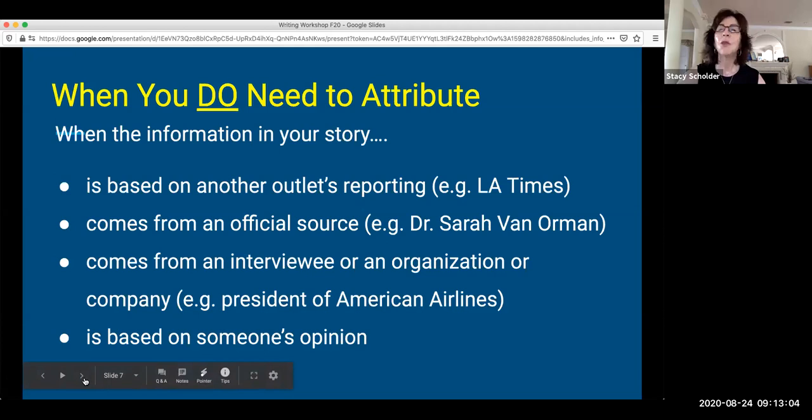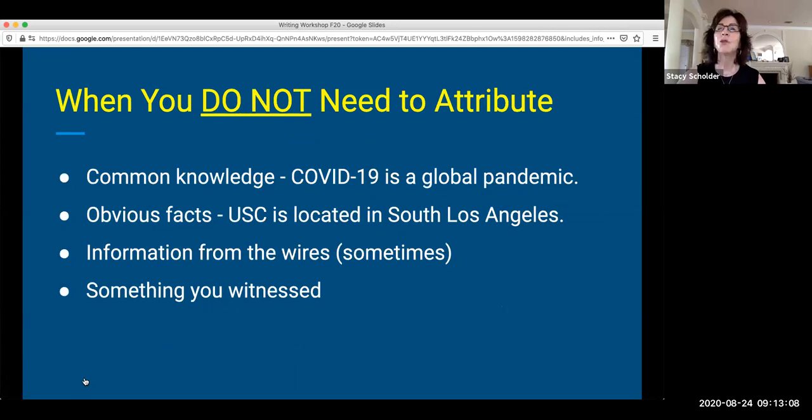Okay, there's sometimes when we do not need to attribute, when there's common knowledge, right? COVID-19 is a global pandemic. At this point, that's pretty common knowledge. Maybe last February, March, it was new information. So at that point, we might have attributed it to the World Health Organization. Obvious facts, USC is located in South Los Angeles. There are certain facts that you can be pretty safe in knowing that it's a commonly known fact, all right?